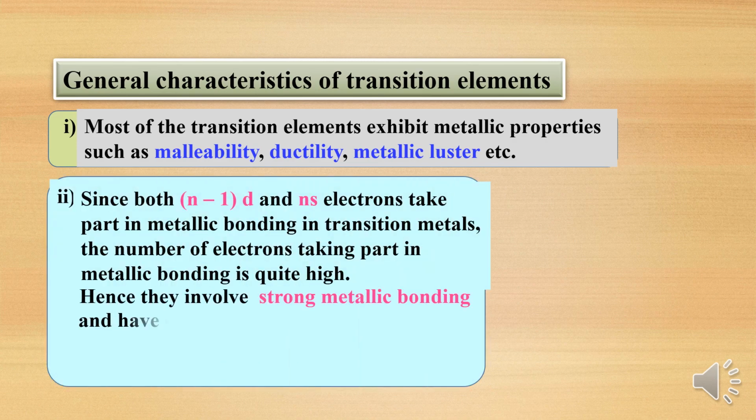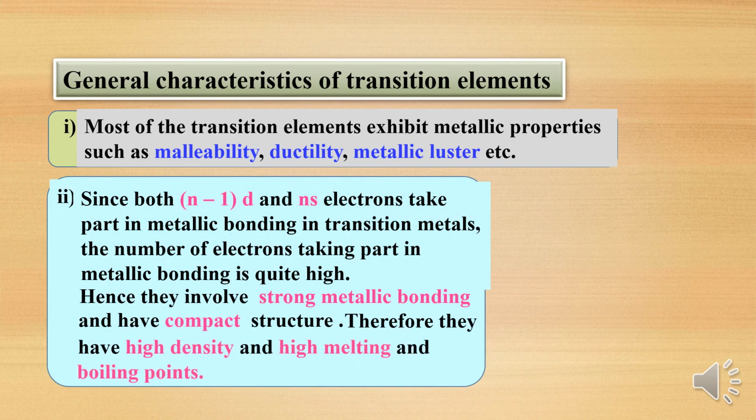Since both (n-1)d and ns electrons, the penultimate shell and valence shell electrons, take part in metallic bonding in transition metals, the number of electrons taking part in metallic bonding is quite high. Hence, they involve strong metallic bonding and have a compact structure. Therefore, they have high density and high melting points and boiling points.